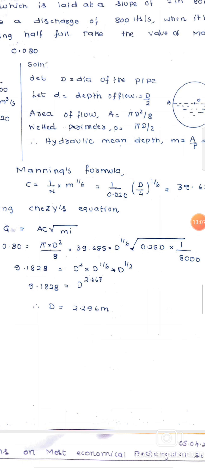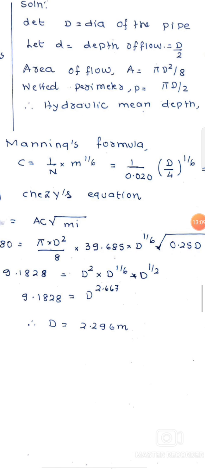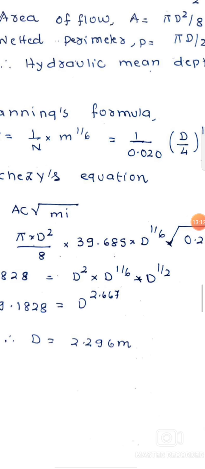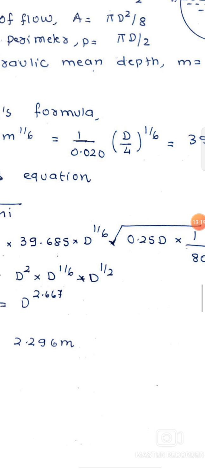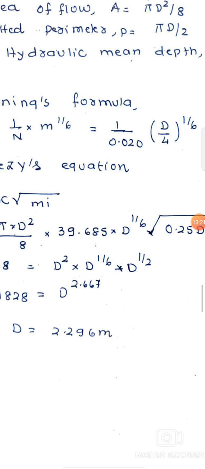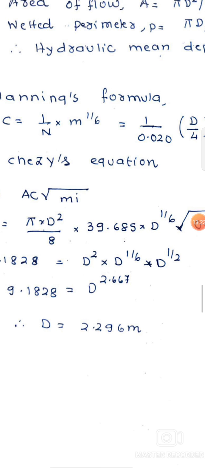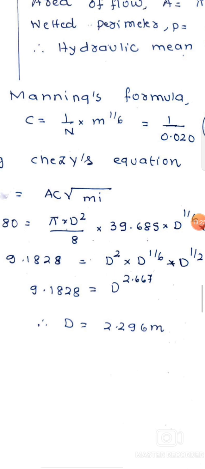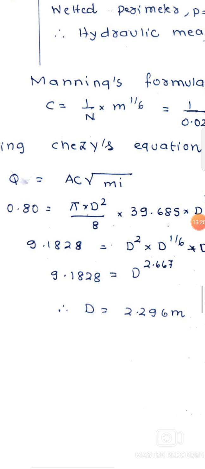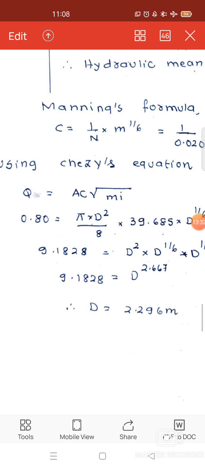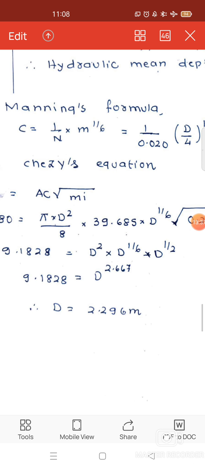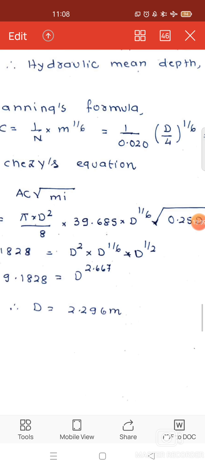So after substituting, we can see here we'll get the diameter. Here we can see the power d square, it is nothing but d to the power of 2 and d to the power of 1 by 6, and here it is 1 by 2. So 2 plus 1 by 6 plus 1 by 2, that will be 2.667. Then here on the left hand side it is 9.1828. Then d will be, here we have 2.667. If it is going to the other side, it will become 1 by 2.667. So you'll get d as 2.296 meters.